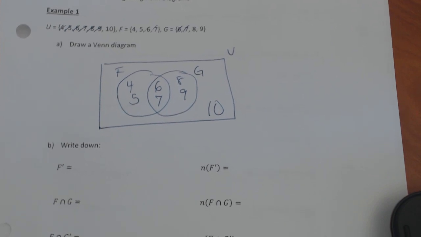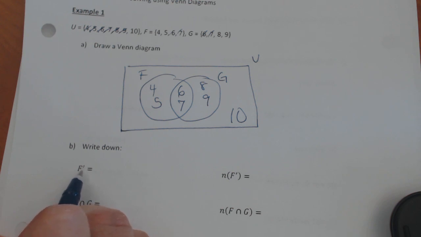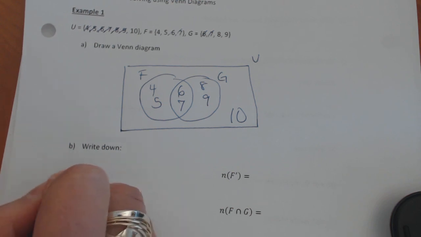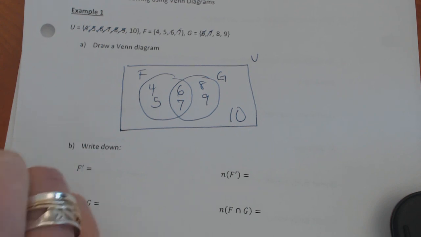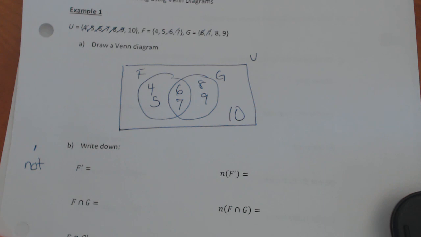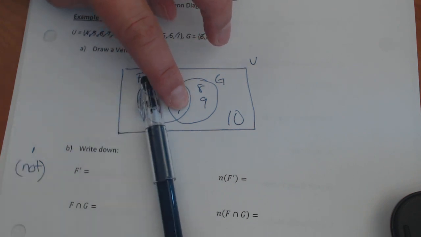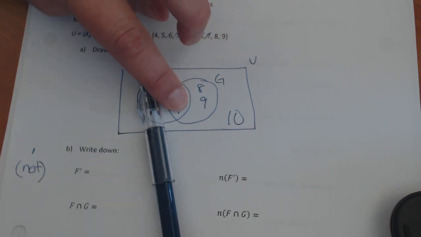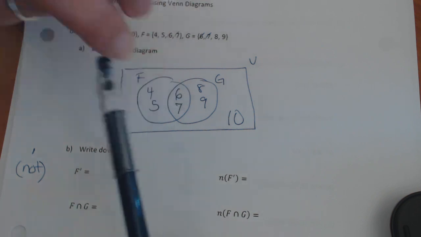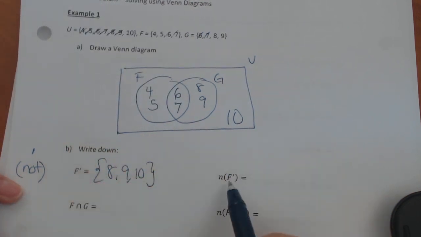Okay, first one, we need to write down the numbers in set F. Actually, look at that little prime right there. That's a little complement symbol. That means not in F. So remember that little apostrophe means not. So we have to look at the numbers not in set F. If I take my finger and put it over set F, I need the numbers not there, which is 8, 9, and 10.